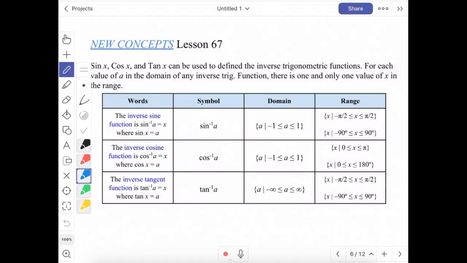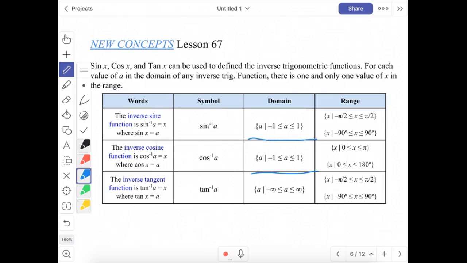Sine of x, cosine of x, and tangent of x can be used to define inverse trig functions. For each value of a in the domain of any inverse trig function, there is one and only one value of x in the range. If you didn't know this already, sine of x has a range that goes from -1 to 1, along with cosine. So because we're dealing with an inverse, both of those are going to have a domain that goes from -1 to 1.